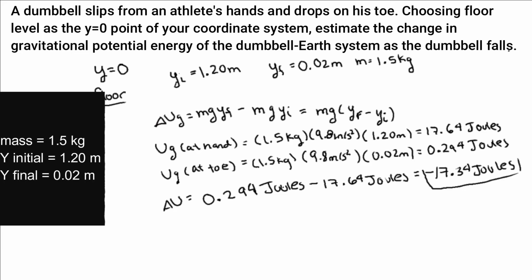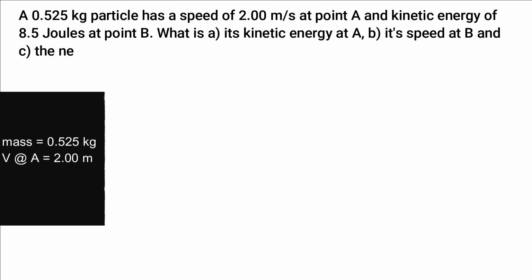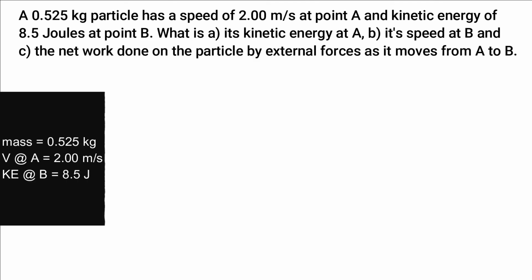Let's move on to problem number 3. A 0.525 kilogram particle has a speed of 2.00 meters per second at point A and kinetic energy of 8.5 joules at point B. What is A, its kinetic energy at A, B, its speed at B, and C, the net work done on the particle by external forces as it moves from point A to point B?